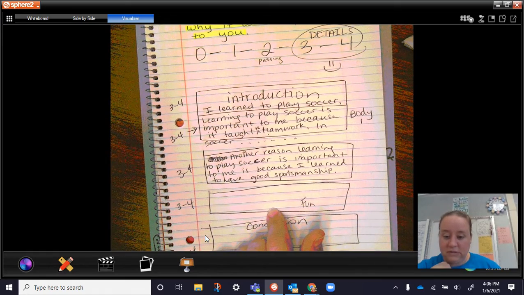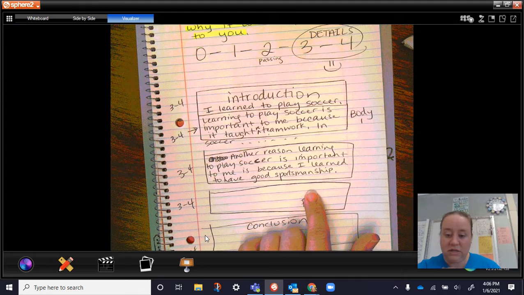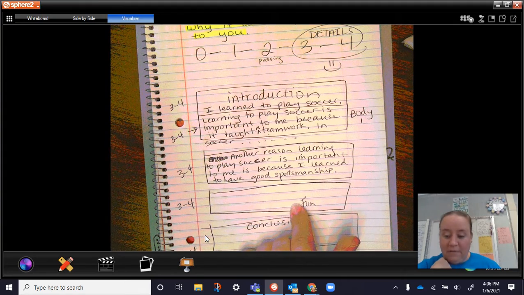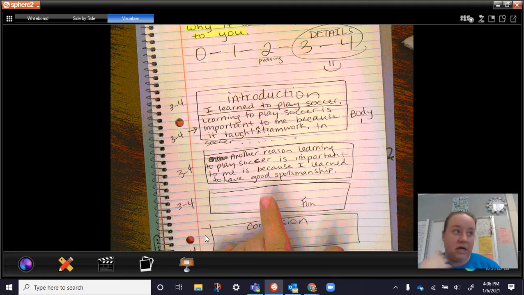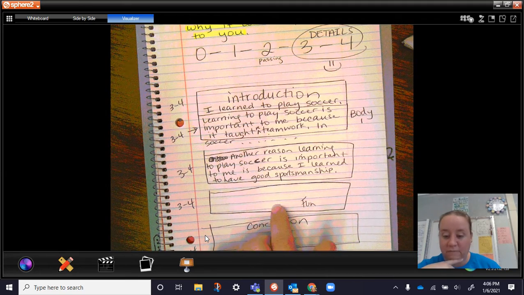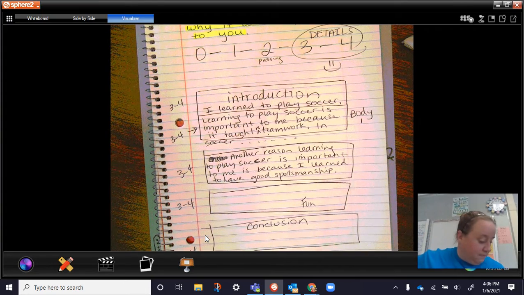2 to 3 reasons. Another reason it's important to me is because I had a lot of fun. I met a lot of friends. I got some really close families that my family's close to now, whatever. But you're not just saying it's important because it's fun. You are growing that idea and explaining what you mean.